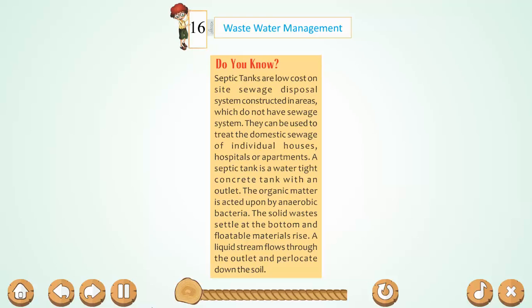Do you know? Septic tanks are low-cost, on-site sewage disposal systems constructed in areas which do not have a sewage system. They can be used to treat the domestic sewage of an individual house, hospital, or apartments. A septic tank is a watertight concrete tank with an outlet. The organic matter is acted upon by anaerobic bacteria. The solid waste settles at the bottom and floatable material rises. The liquid flows through the outlet and percolates down the soil.